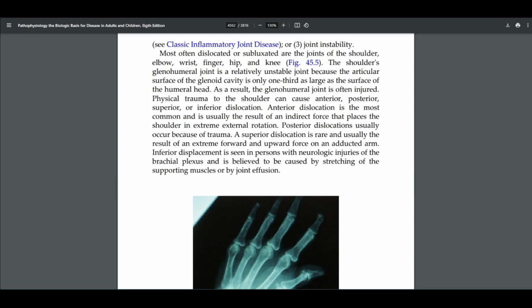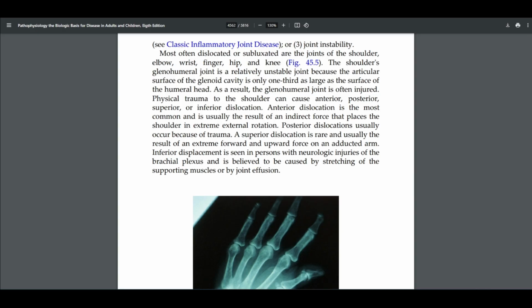The shoulder's glenohumeral joint is a relatively unstable joint because the articular surface of the glenoid cavity is only one third as large as the surface of the humeral head. As a result, the glenohumeral joint is often injured. Physical trauma to the shoulder can cause anterior, posterior, superior, or inferior dislocation. Anterior dislocation is the most common and is usually the result of an indirect force that places the shoulder in extreme external rotation.